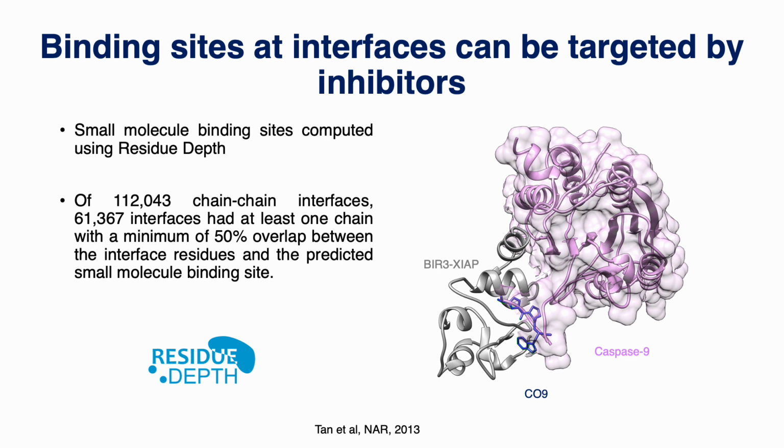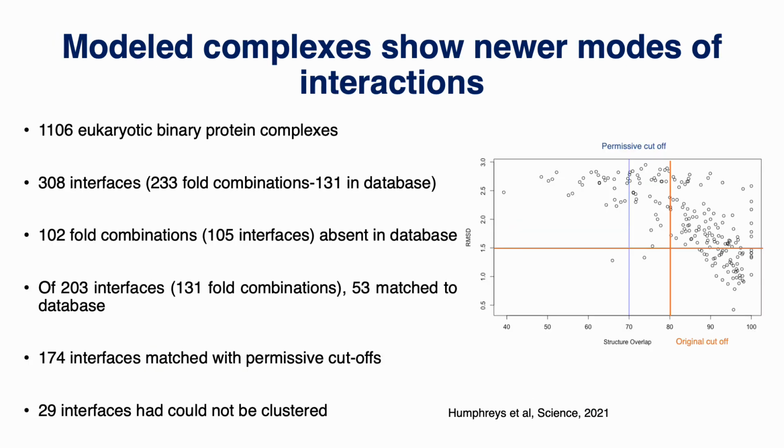We also wanted to see what happens with model protein complexes. For that, we have used the model protein complexes that were published by Humphreys using AlphaFold 2 and RoseTTAFold, which contain around 1106 eukaryotic binary complexes. After pLDDT cutoff of good quality and good quality CATH domain assignments, we were left with 308 interfaces. They belong to 233 fold combinations, out of which we only saw some 131 fold combinations in our database. So there were some 102 fold combinations that were not present in the database, which were identified by the deep learning tools.